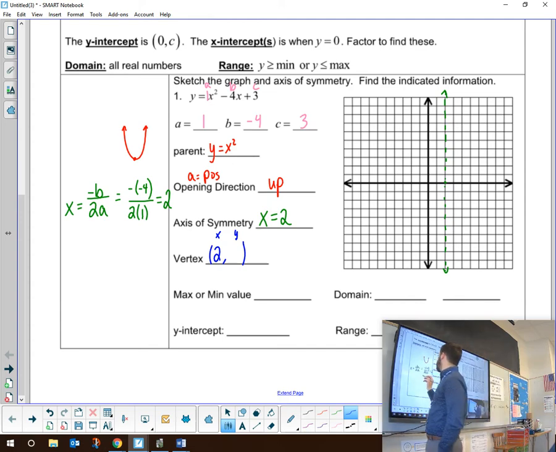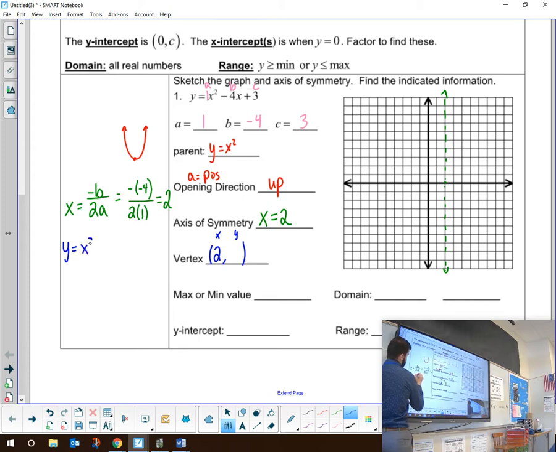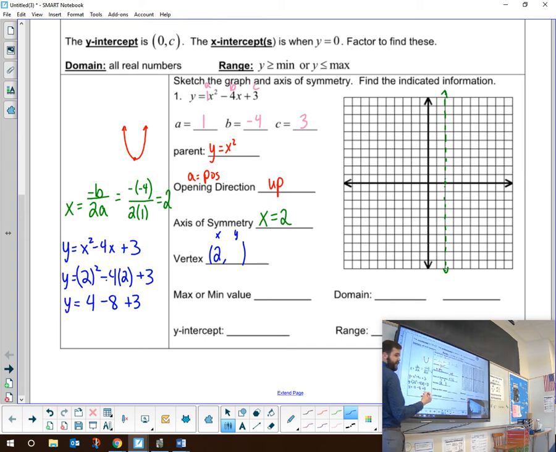So we're going to take that 2, we're going to plug it in. So here's my original equation. y equals x squared minus 4x plus 3. I'm going to take 2 and I'm going to plug it in for x here. So I'm going to go y equals 2 squared minus 4 times 2 plus 3. Well, 2 squared is 4. -4 times 2 is -8. And I have a plus 3 on the end here. So 4 minus 8 is -4. -4 plus 3 is going to give me a -1. So my y equals -1 here.